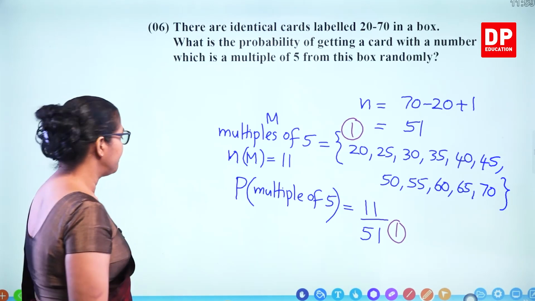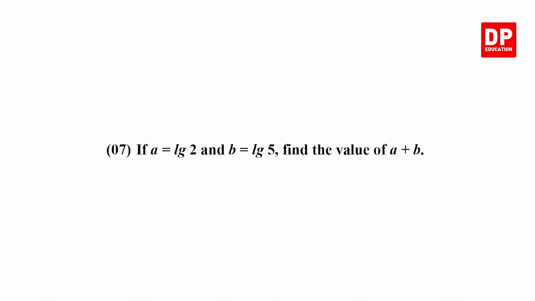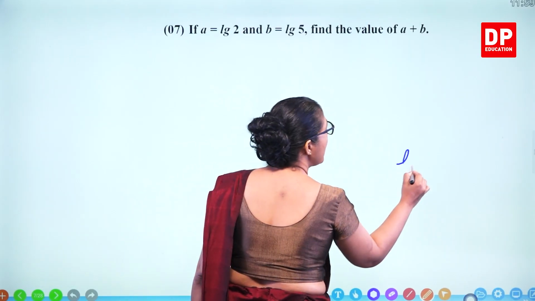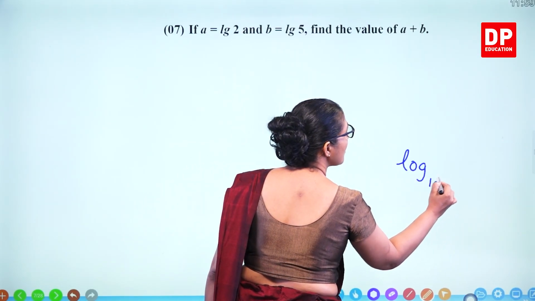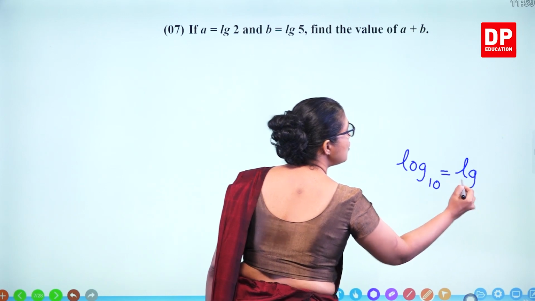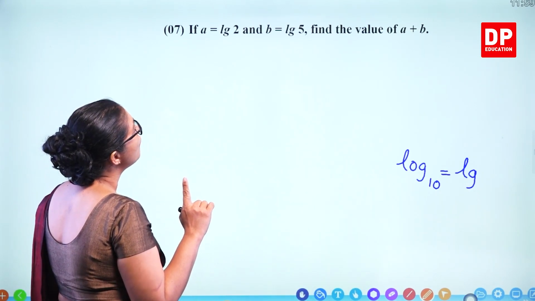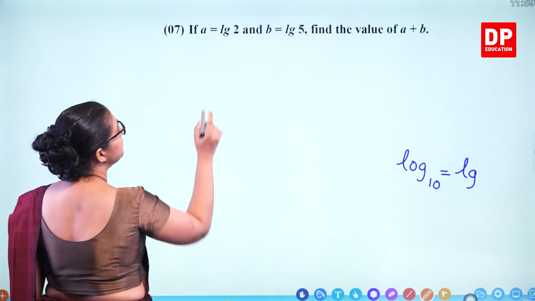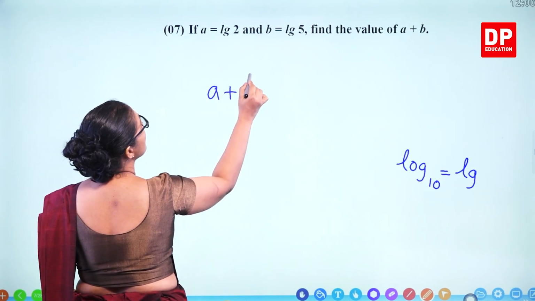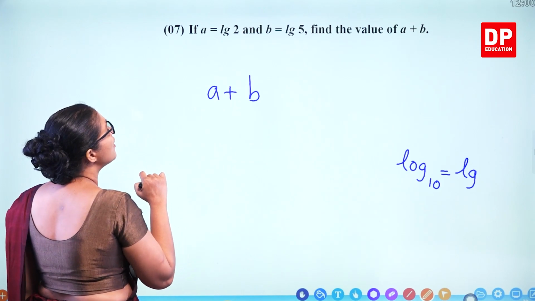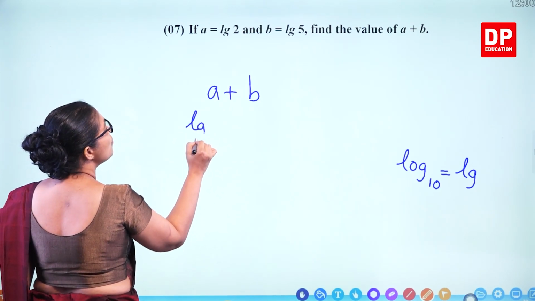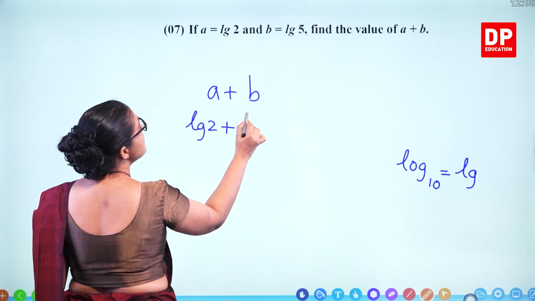Question number 7. If A is lg 2, B is lg 5, find the value of A plus B. What does lg mean? Log base 10. We can write lg, same meaning. Now, find the value of A plus B. So, we need A plus B. What is A? lg 2 and B is lg 5.